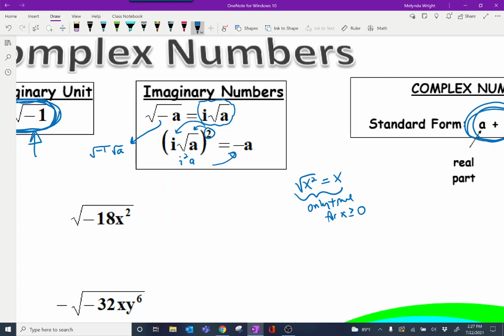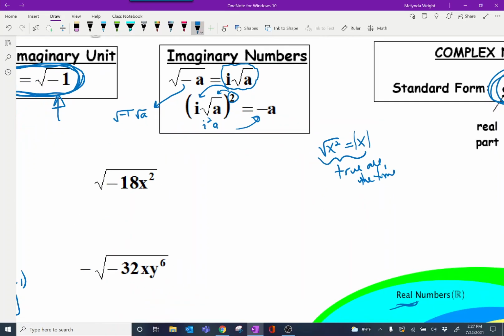So what would we do to make sure it works all the time? Well, what we would do is we would add these absolute value bars. This is true all the time, I mean, for real numbers. That's true all the time. Okay, so just kind of throwing that out there because we're getting ready to do some simplifications that might seem a little weird. So keep in mind, if it's an even power underneath the radical, then it comes out as absolute value of x, or whichever one it is. Okay, if it's squared, it comes out as absolute value of x.